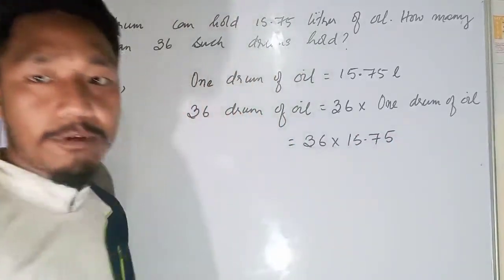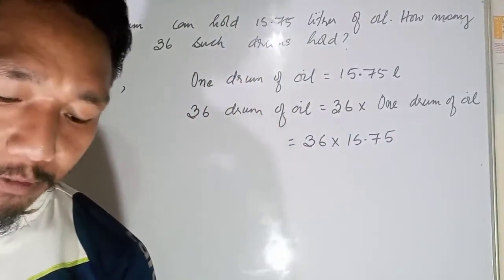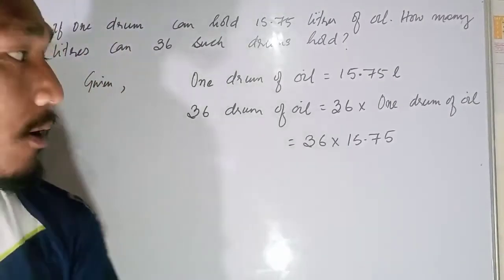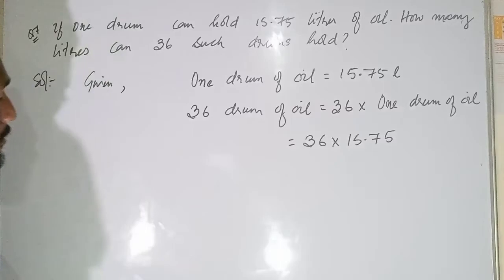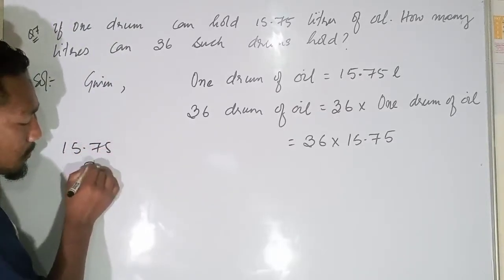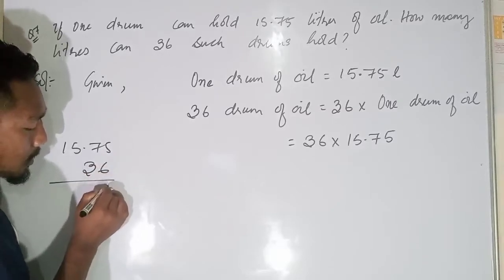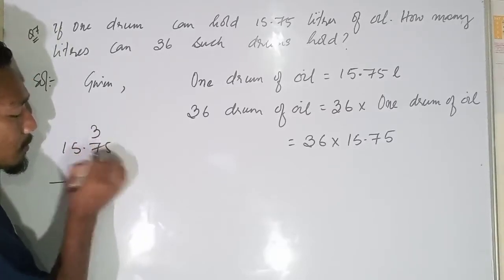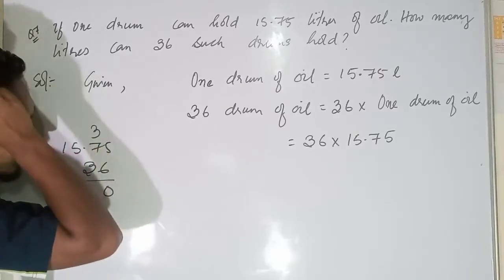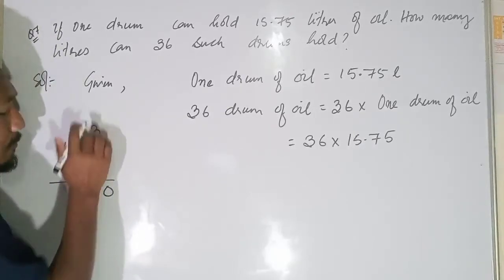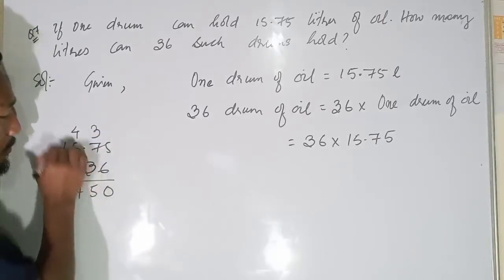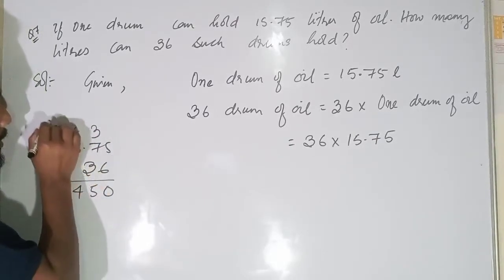15.75 into 36. So multiply 15.75 into 36. 6 5s are 30, 3 in hand. 6 6s are 36, 6 7s are 42, 43, 44, 45, 4 in hand. 5 6s are 30, 34, 3 in hand. 6 1s are 6, 7, 8, 9.